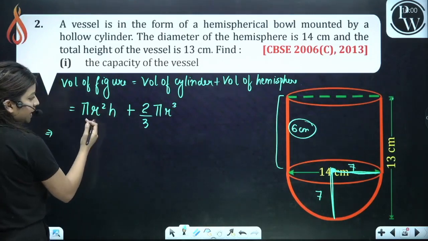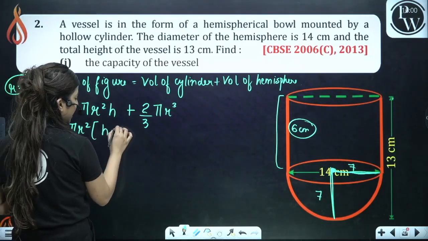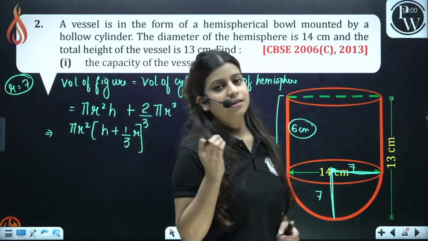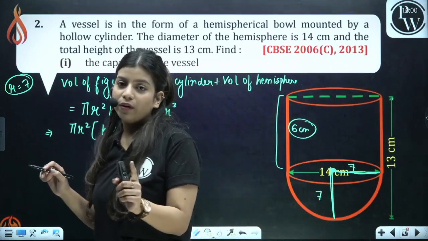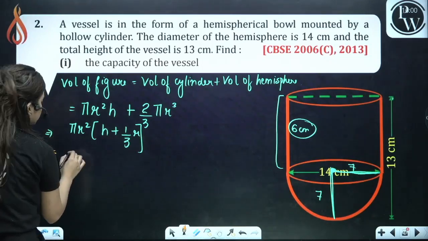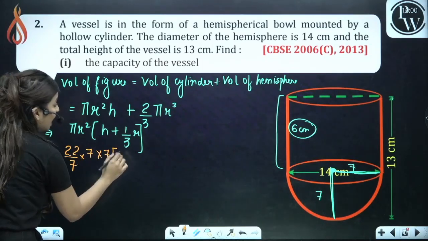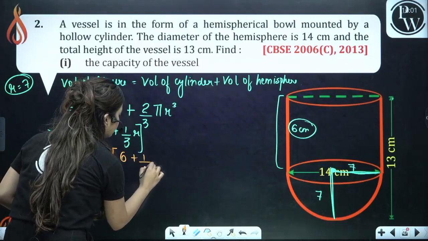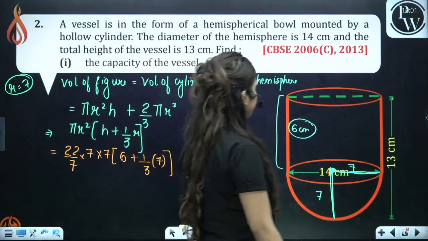Alright, so what we can do, we can take pi r square common. Inside we will be left with h plus 1 by 3 r. We can take such things common when we know that both of them are the same. Since from this figure I know that the radius of your cylinder and the radius of your hemispherical ball is the same, I can take the radius as common. So pi is 22 by 7, right? Radius is 7 into 7. Height of your cylinder is 6 plus 1 by 3 into 7. I hope that this thing is clear with everyone, right?